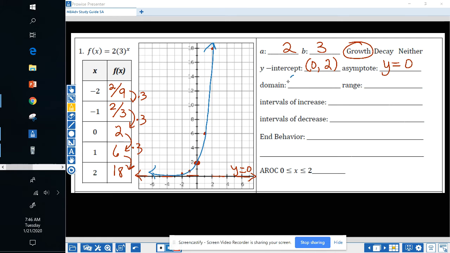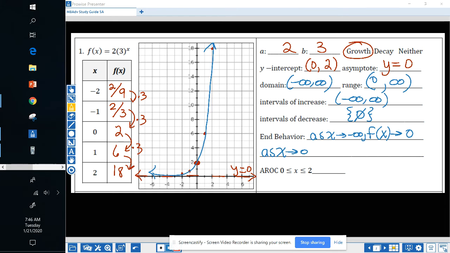All x values, all real numbers. The least value, the range is 0, but not touching 0, so we have parentheses, and then that continues forever up. Intervals of increase, all real numbers. Intervals of decrease, there are no x values that cause this graph to decrease in behavior. As x approaches negative infinity, f of x is getting closer to 0.